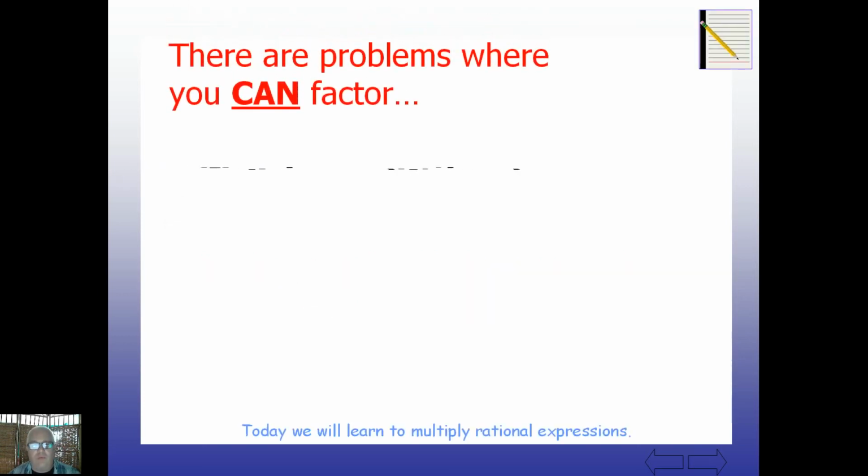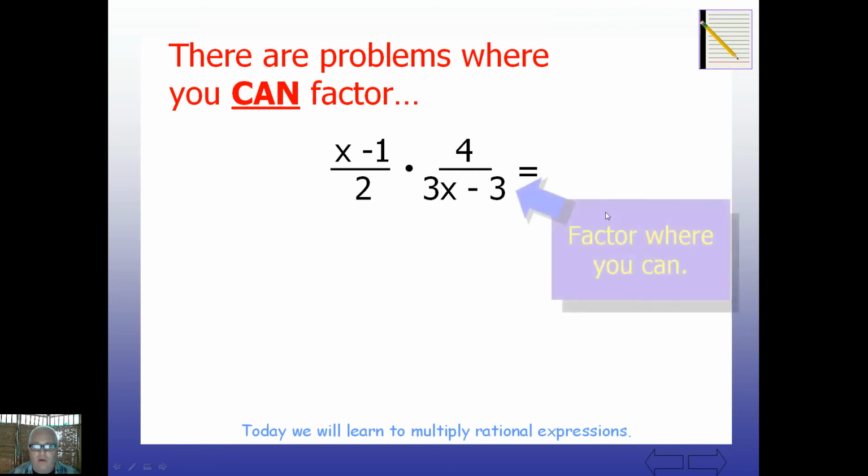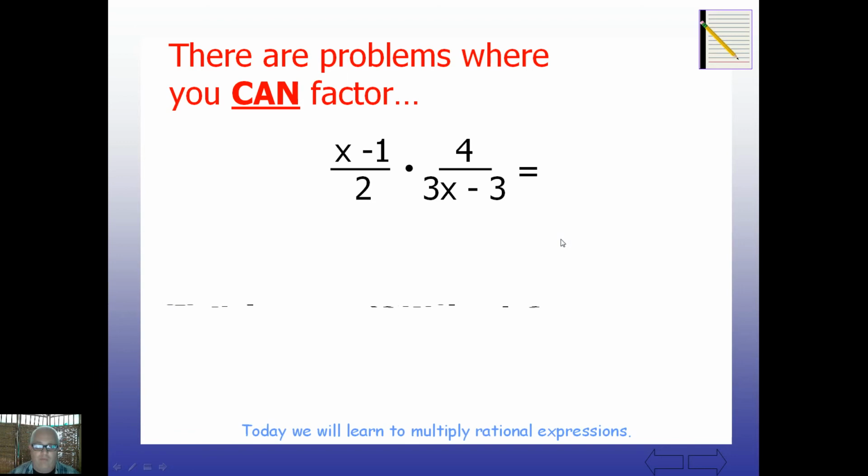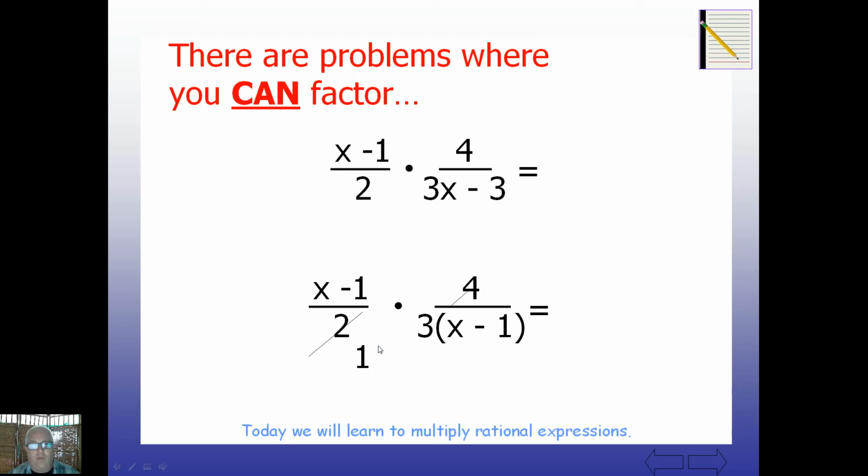There are problems where you can factor, like this one. If you look here, x minus 1, can't reduce or factor that, can't factor 2, can't factor 4. But how about this guy, 3x minus 3? Here we can factor. Let's take a 3 out of that denominator. So I'm going to end up with 3 factored out, which leaves me x minus 1. And look what we can do now. The x minus 1's cancel, and the 2 and the 4 reduce. I'm left with an answer of 2/3.